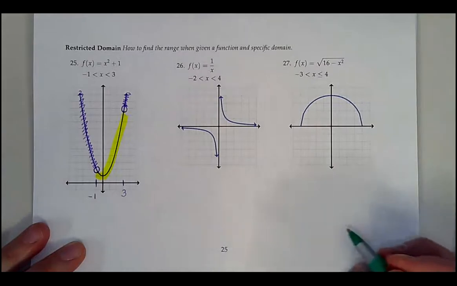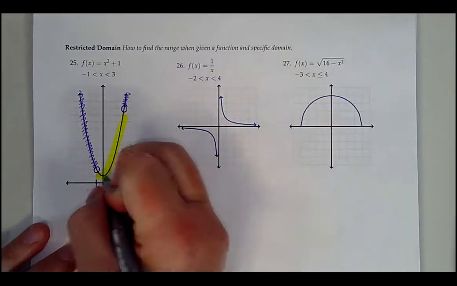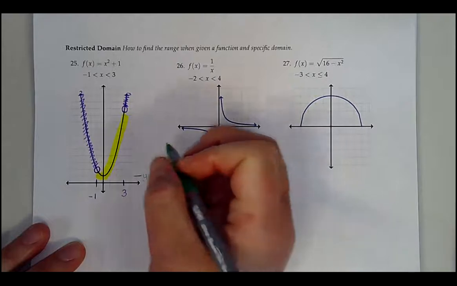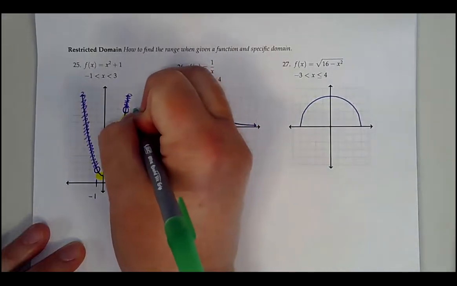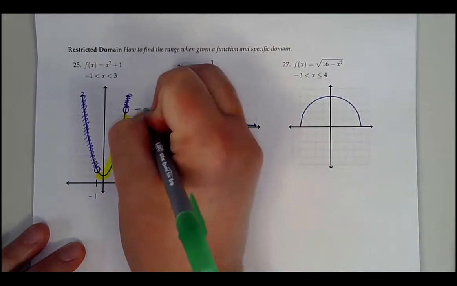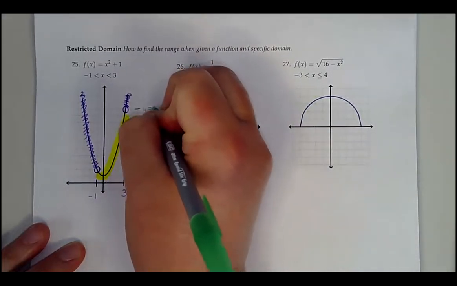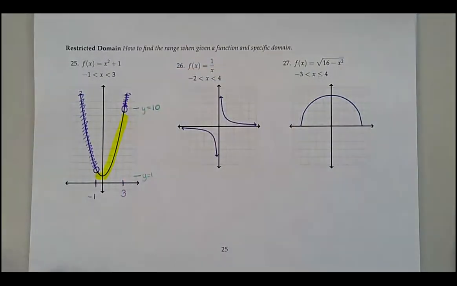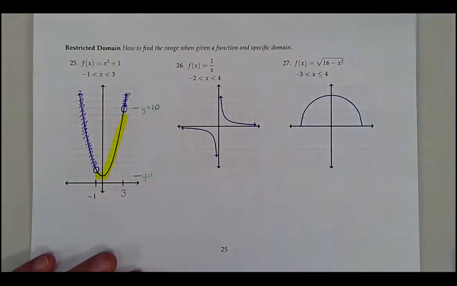So it looks like range-wise, the lowest y value is about y is equal to 1. And it looks like maybe the top one is somewhere around y is equal to 10. Okay, we'll come back with some technology and look at that and find them exactly, but that at least gives us a ballpark of what we're looking at.